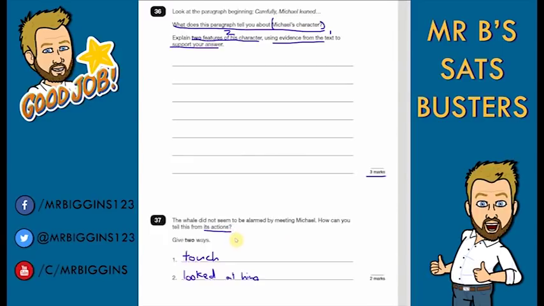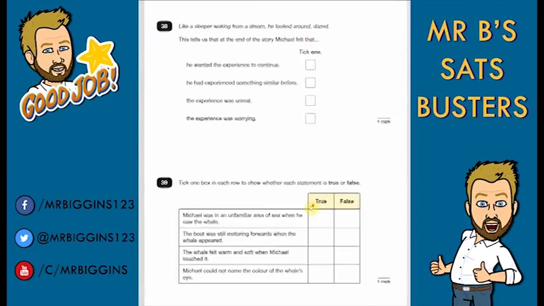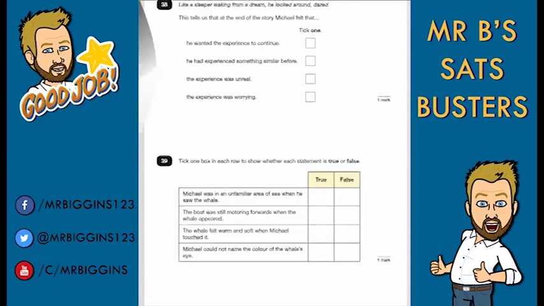Now, the question says how can you tell from its actions, okay? So we don't want answers like it didn't attack him, it didn't swallow the boat, things like that, because that's not what it did, that's what it didn't do. It's asking us what it did. From what it did, how can we tell it's not alarmed? So although yes, it didn't attack him, we're looking at what the whale actually did. Okay, so be careful with that one. Two marks, one for each.